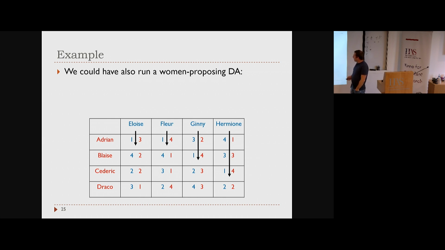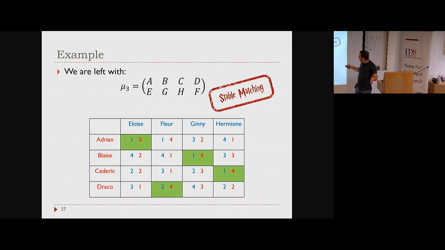So if we tried in that market, then Eloise would go to Adrian, and so would Flor, and Gilly would go to Blaze, and Hermine would go to Cedric, and the only one that needs to choose something is Adrian. Adrian chooses Eloise over Flor, and Flor proposes to Draco, and that's it, right? We're done, and we got our second stable matching, the one that we had in green before, okay?